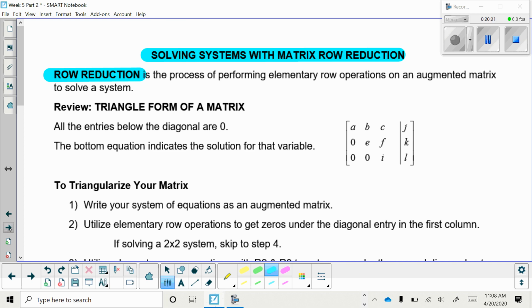To review real quickly, which I already talked about too, the triangle form of a matrix is where all the entries below the diagonal are 0. The bottom equation indicates the solution for that variable. Right? It's the solution because it's only got one variable left in the z spot.